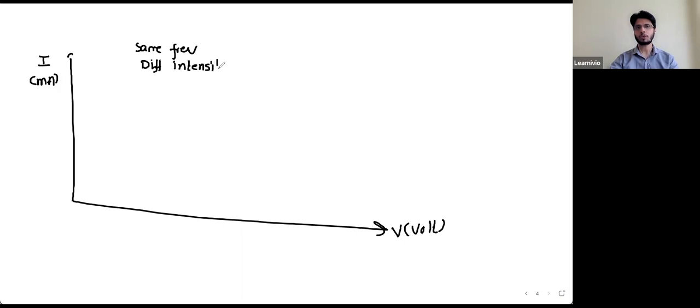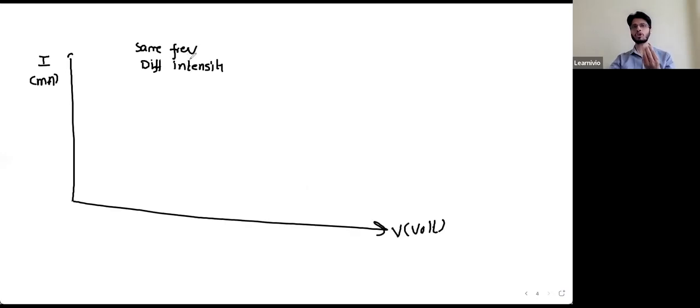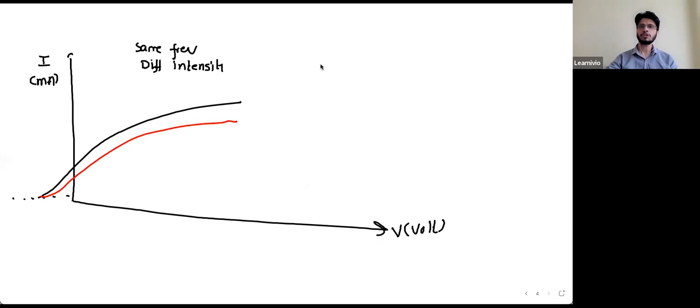Same frequency means will stopping potential remain same or will saturation current remain same? See, saturation current depends upon intensity and stopping potential depends upon frequency. So if frequency is same, that means for all 3 radiations, stopping potential will remain same. You are changing intensity, and saturation current depends upon intensity, so saturation current will change. So if you draw the graph, it will look like this. This is for the first one. For the second radiation also, this will not change. Stopping potential will remain same. Only the saturation current will change, nothing else.